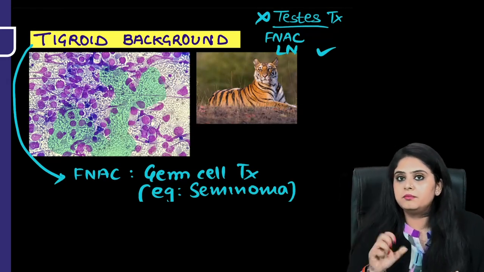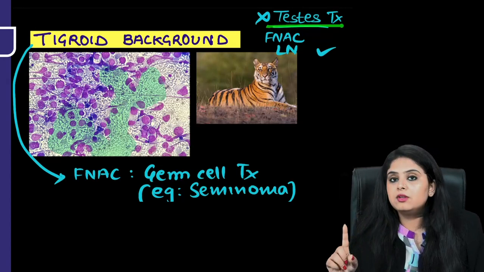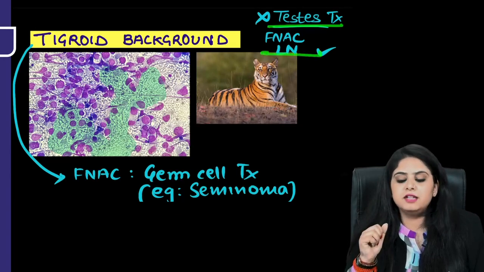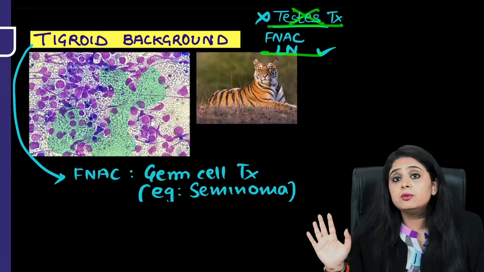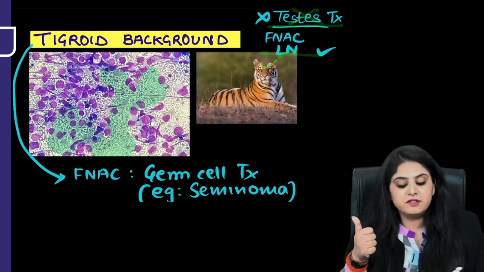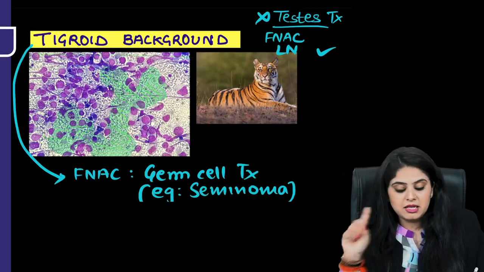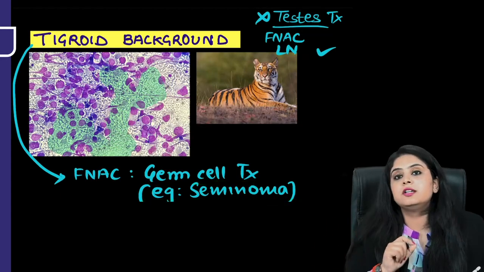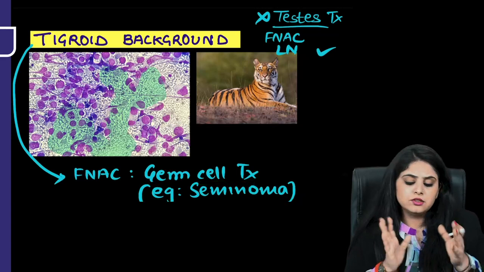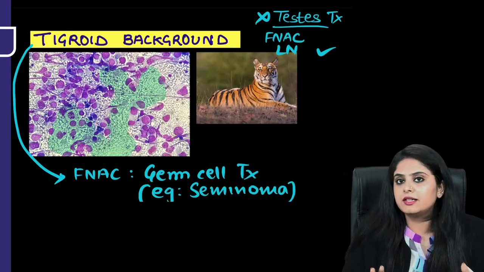So, they will say there is a male patient who has a testicular mass and a lymph node mass. FNAC to be done. You say in a testicular tumor I will never do FNAC. Lymph nodes I can do FNAC, and I started seeing this tigroid background, which gave me a hint that maybe in his testes he is suffering from a germ cell tumor, that is seminoma. Sorted. This is the only extra picture for male genital tract that you had to know.